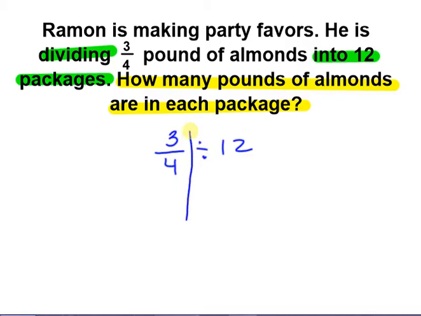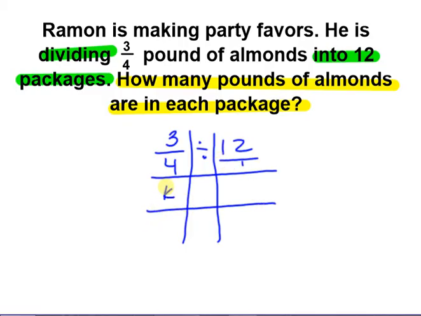And what I'm going to do is make my tic-tac-toe board just like that, and pop my 12 over 1 there. I have keep, change, flip. I'm going to keep my 3/4, change my division to multiplication, and flip my 12 over 1 to 1 over 12. I could multiply straight across, but I like to cross cancel.